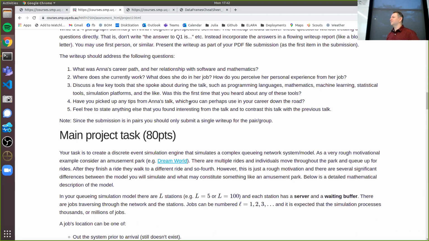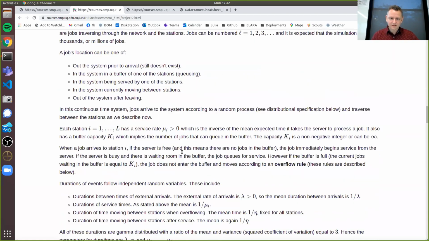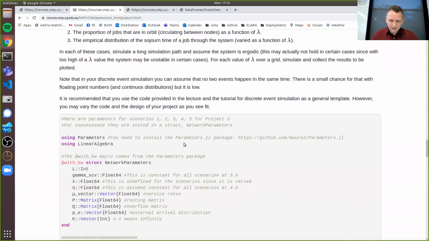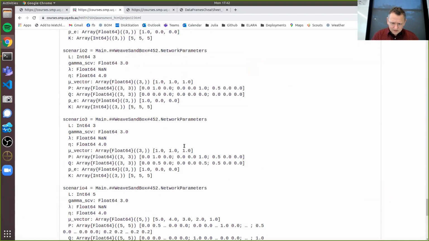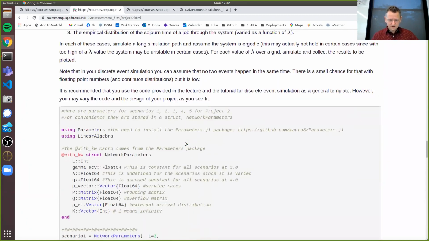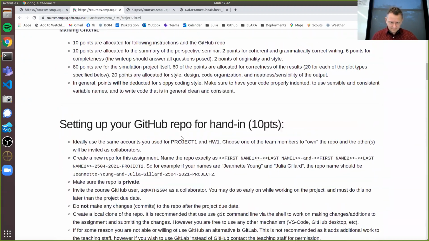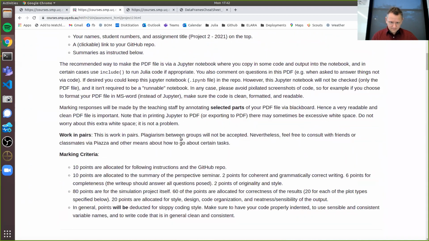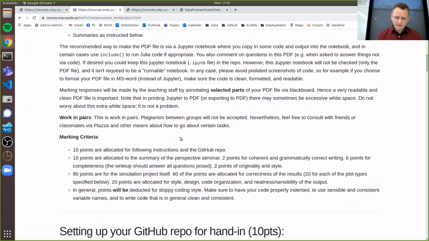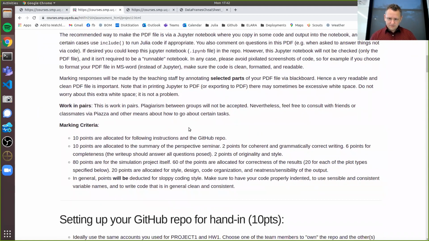I'm going to defer to Yoni and the tutors for that one. So the question was, how do the marks break down? Whether it's the plots or the code or what's most important. Is there not any kind of description of that here? Marking criteria. Let's have a look. Okay, so 80 points for the simulation project itself, 60 points allocated for correctness of the results, 20 for each of the plot types specified below. So clearly 20 points per plot, essentially.